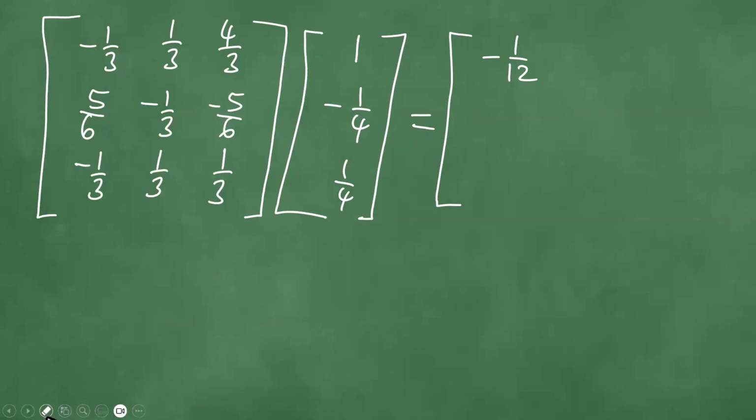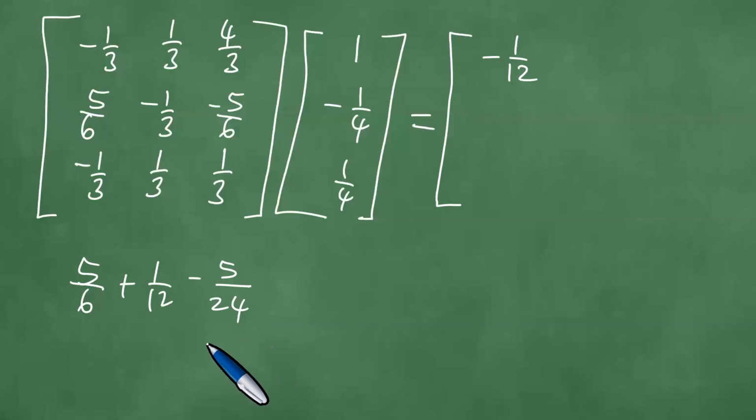So we continue, we do the next one. This by this is going to be 5 out of 6. This by that is going to be 1/12. This by this is going to be minus 5 out of 24. Right. Okay. So that's what we have.